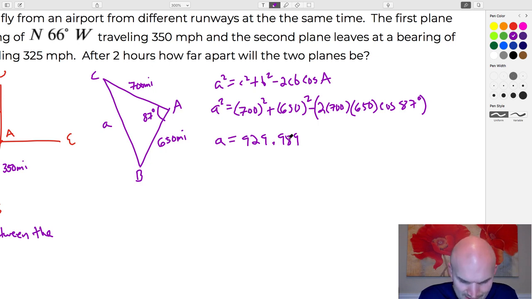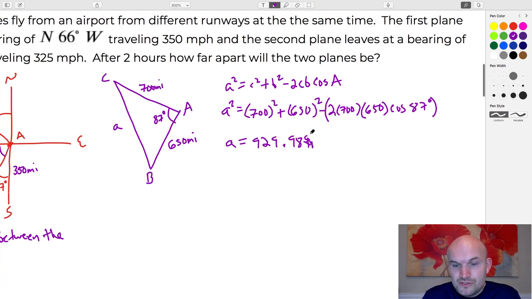Okay, and then we're just going to subtract that from the quantity 2 times 700 times 650 times the cosine of 87, and then square root that answer. All right, so I'm getting 929, and that makes sense. I'm not sure where the 895 came from, but this distance makes sense. So I'm just going to run with this.